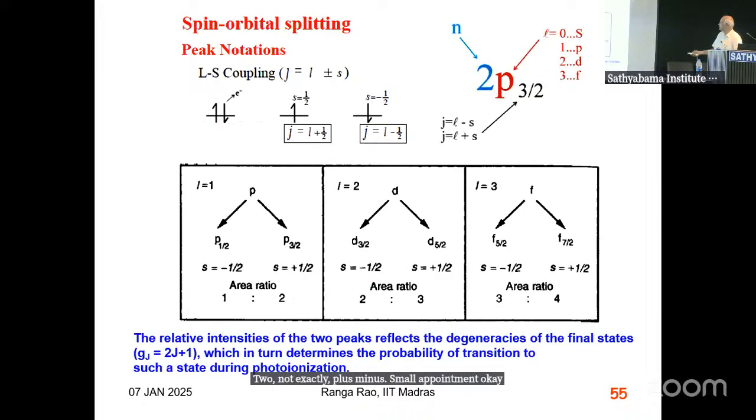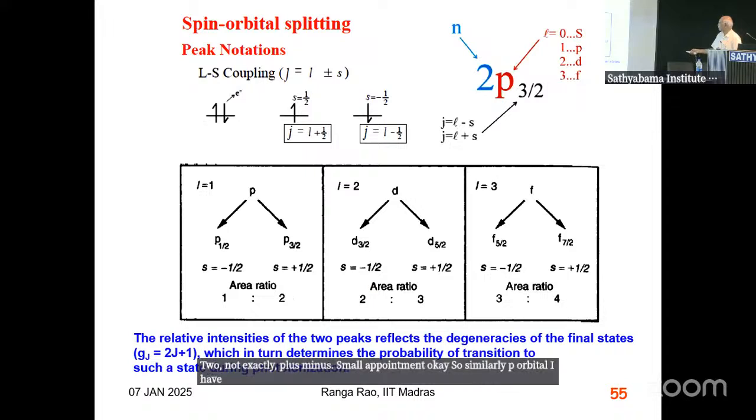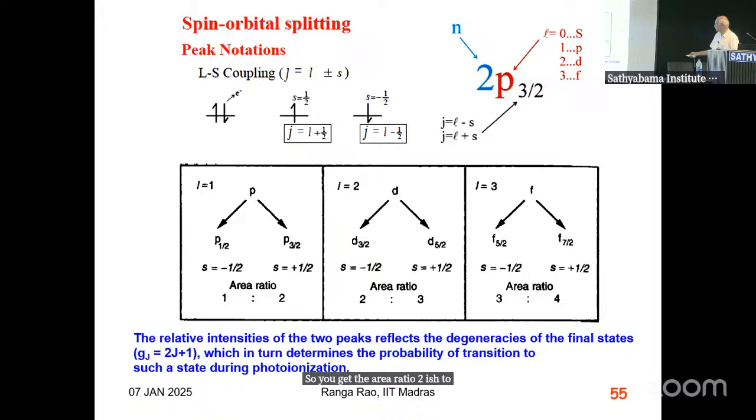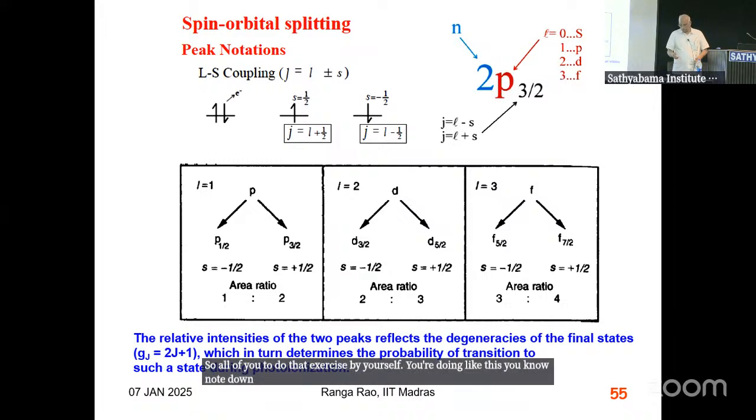So similarly, p orbital I have given you. For d also, L is equal to 2, and J will have L minus S and L plus S. The J quantum numbers are going to be 3/2 and 5/2. So you get the area ratio 2:3, and area ratio 3:4 for L is equal to 3, the f orbital. So all of you should do that exercise by yourself. Note it down and then see whether those numbers are correct or not.